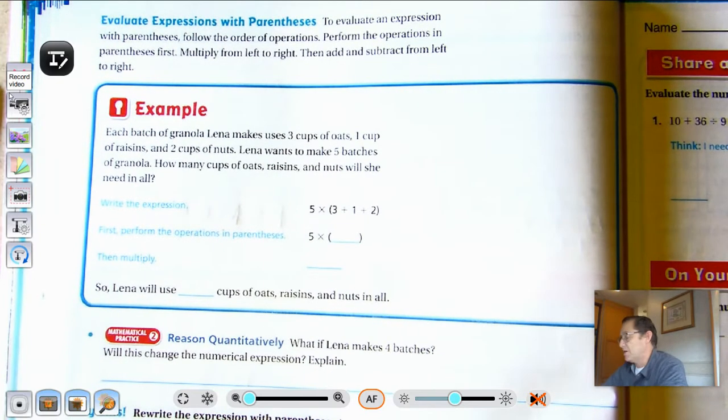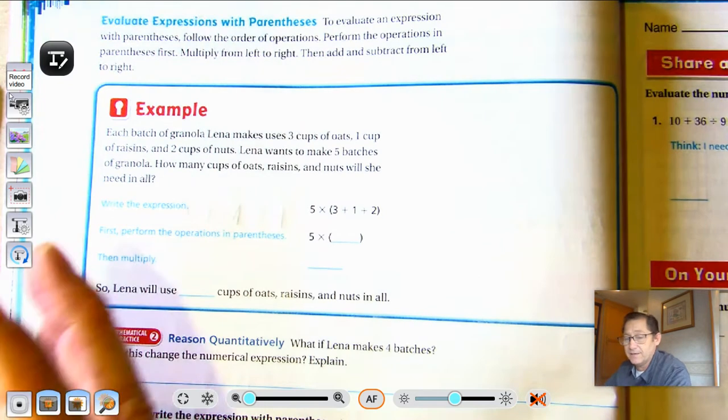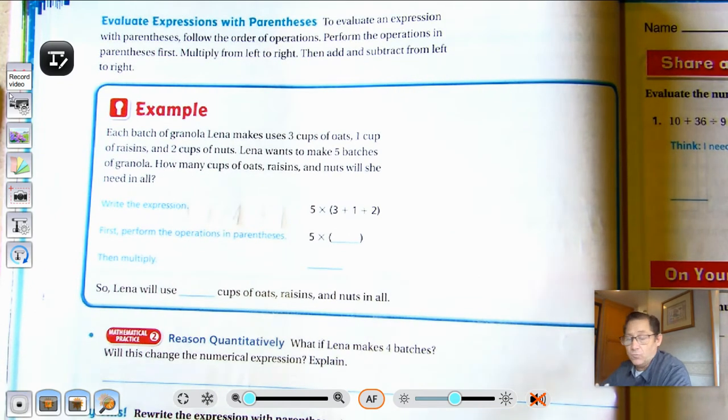So evaluate expressions with parentheses. All right, to evaluate or to solve an expression with parentheses, follow the order of operations. Perform the operations in parentheses first. There can be multiple operations within a parenthesis, right? So we're still going to follow those sets of operations or order of operations. We're still going to multiply from left to right, then add and subtract from left to right.